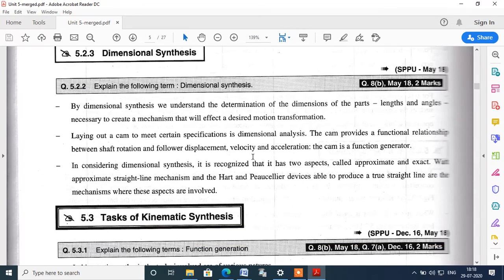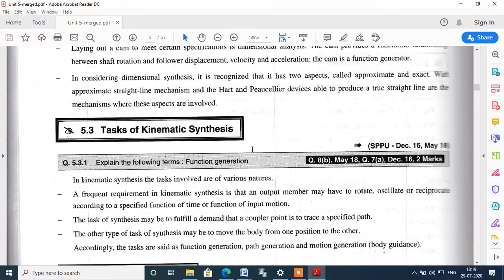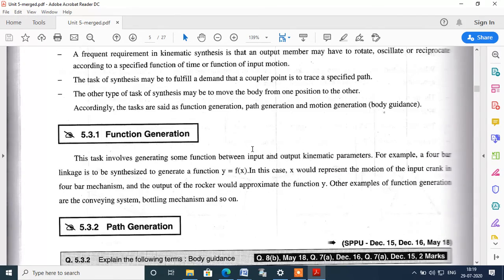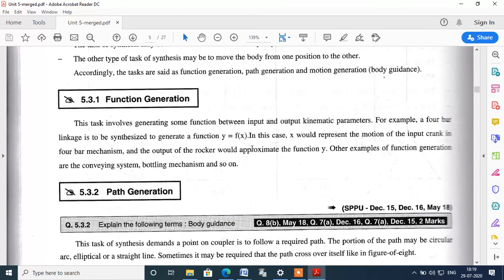And in dimensional synthesis, we should understand the determination of the dimensions of the parts, that is lengths and angles, necessary to create a mechanism that will effect a desired motion transformation. So these are the three phases of synthesis: type synthesis, number synthesis and dimensional synthesis. Here there are three tasks of kinematic synthesis. I told you: function generation, path generation and motion generation.